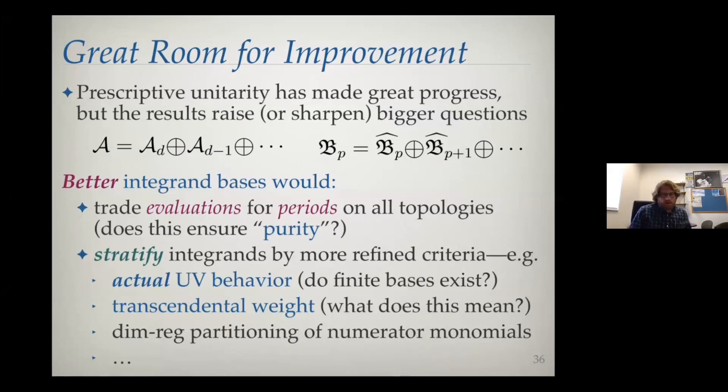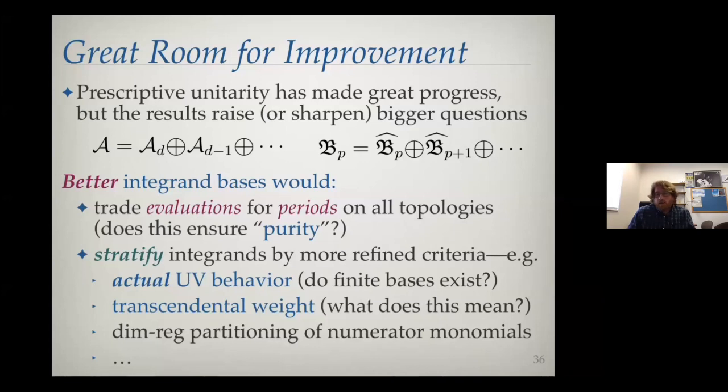But it would be much better to organize these bases in a more meaningful way. So for example, when you don't have enough propagators to find leading singularities, what are the right choices, what are the representative numerators in your space? And I think the answer is that we trade evaluating at a point, which just means fixing a polynomial in a degree k vector space at k points, for period integrals that are particularly chosen. I could talk more about that if anybody's interested.